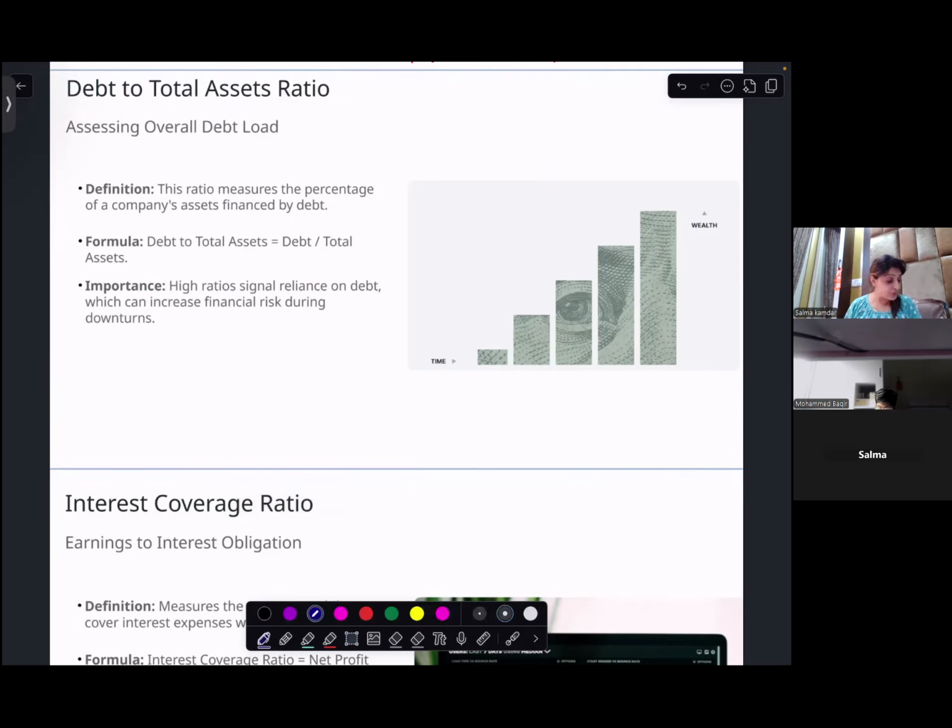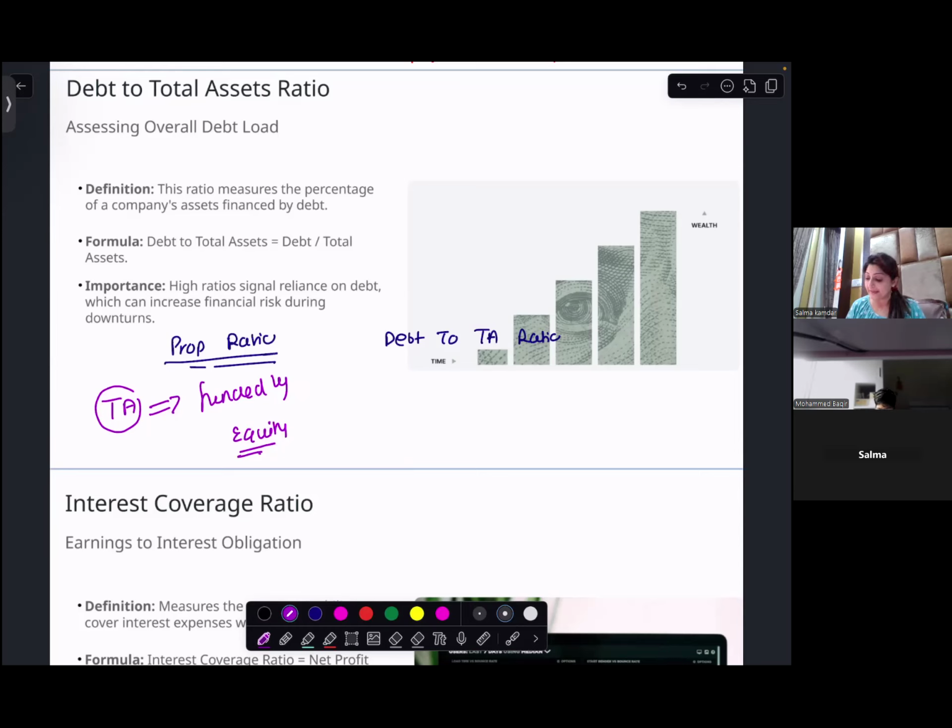So there are two ratios. One is the proprietary ratio and one is the debt to total assets ratio. What does the proprietary ratio tell you? The proprietary ratio will tell you how much of your total assets is funded by equity. And the debt to total assets ratio will tell you how much of your total assets is funded by debt.